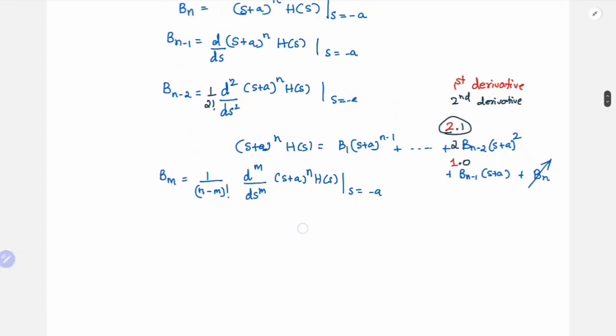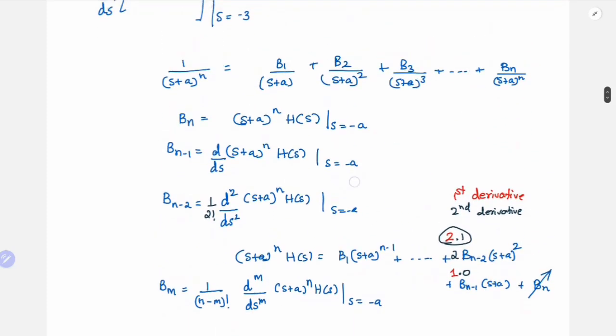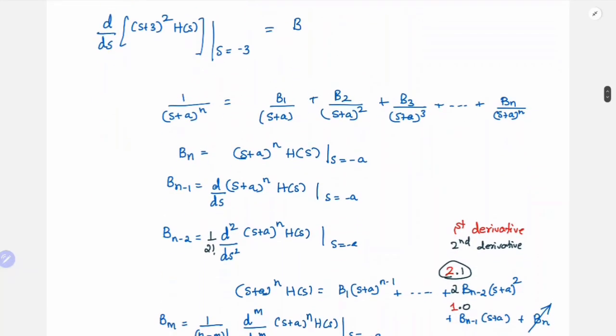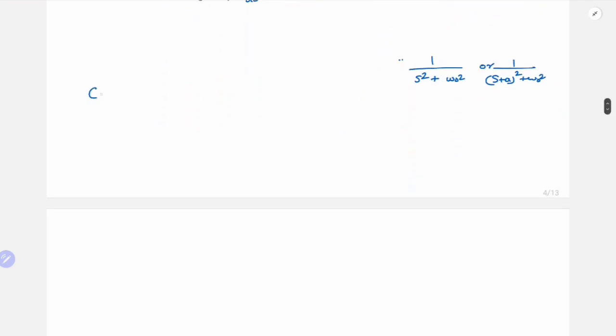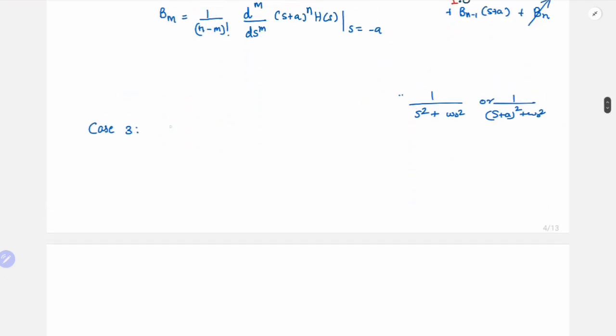So now, until now, we have seen all the real poles, right? If you have imaginary poles, you will end up with e power jt, minus jt, or jat, something like this. And this we have to finally convert into a cos or sine term. But for doing that, we'll just directly find it in the form of 1 by (s square plus omega naught square), or 1 by ((s plus a) square plus omega naught square). If you find it in this form, then it will be easier for us, right? So we'll look at that in case 3, having complex poles.